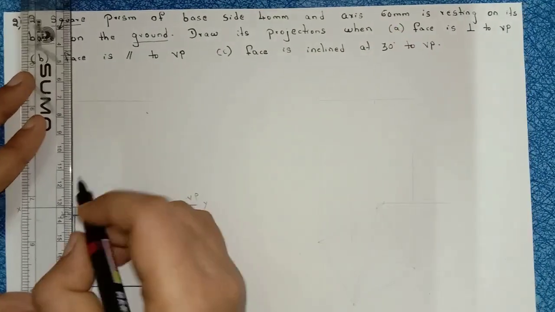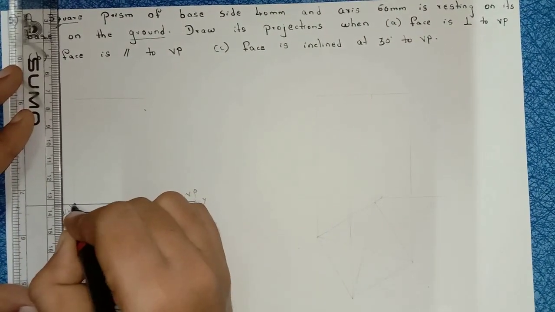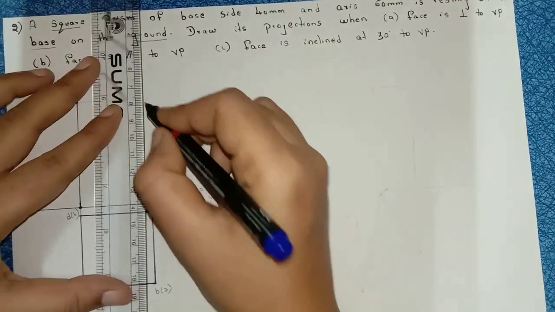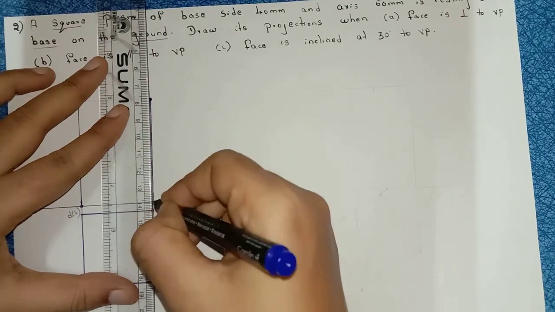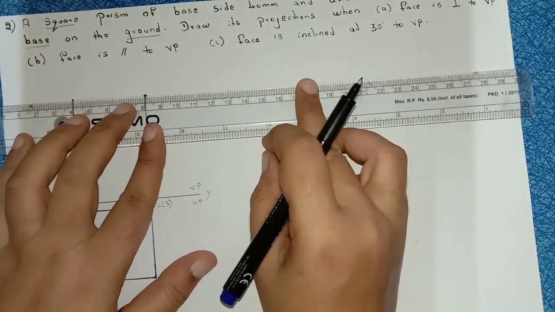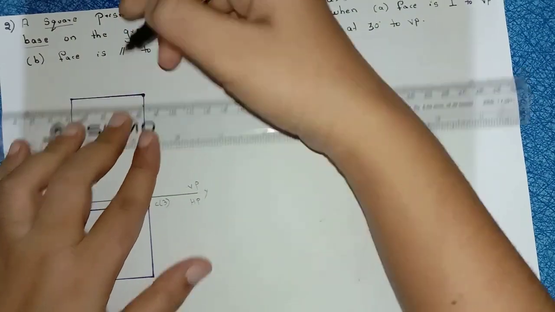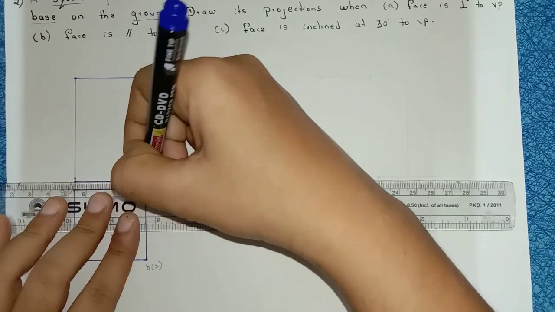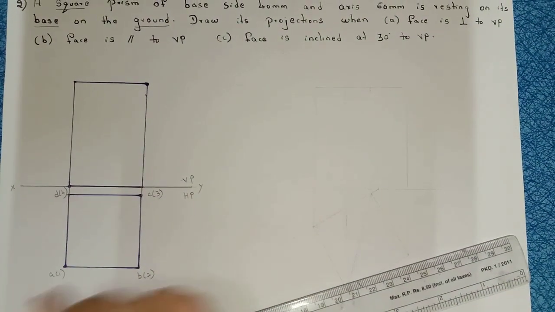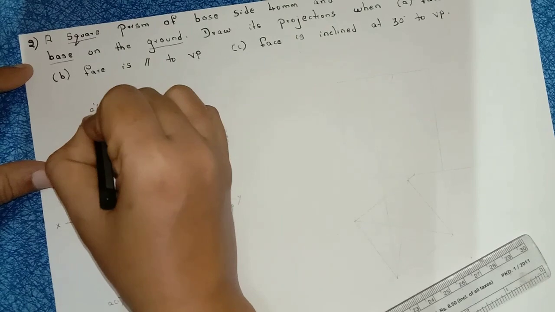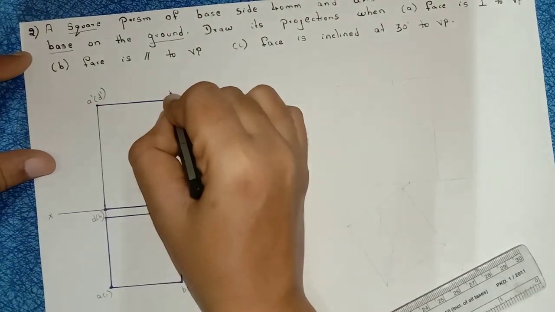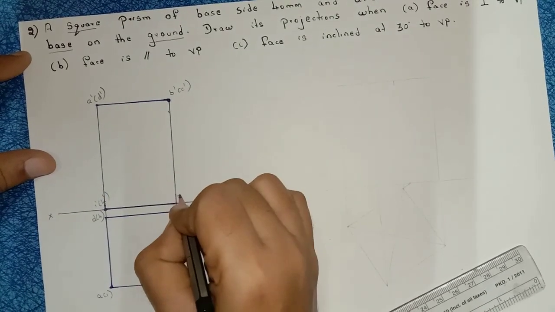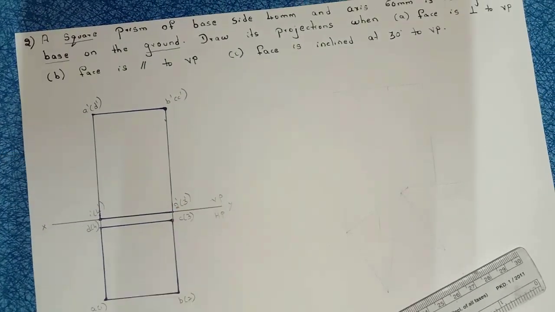So what I am doing, from this point I am taking 60 mm distance, from this point I am taking 60 mm distance, right? Then next join this one, and here join this one, right? Now what is the point name here? A dash of D dash, and here B dash of C dash, and here 1 dash of 4 dash, and here 2 dash of 3 dash, right?